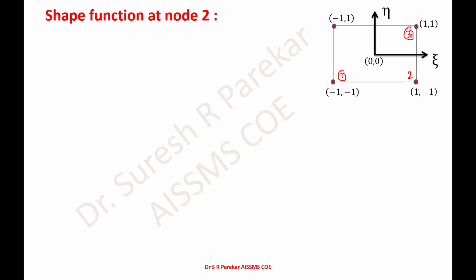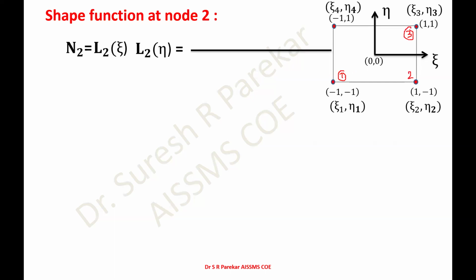So what equation will I get? Then I have zeta minus zeta 1 and then eta minus eta 3. So we have zeta minus zeta 1, that is in zeta direction. And then we have eta minus eta 3. Now in the denominator, zeta is replaced by zeta 2, eta is replaced by eta 2, because we are finding for node 2.